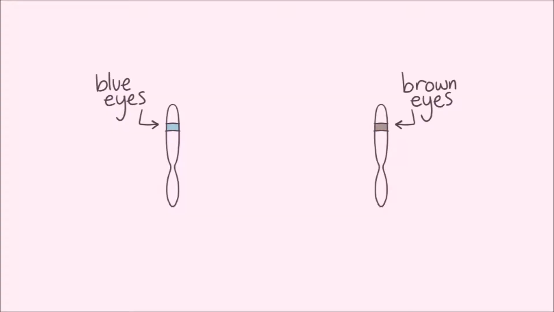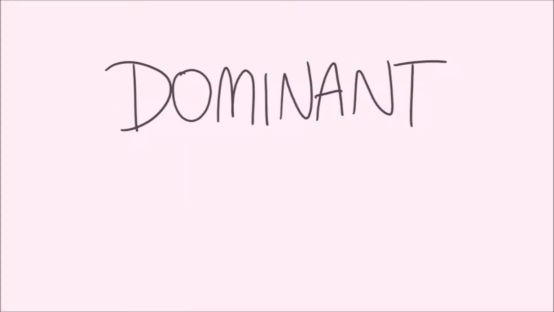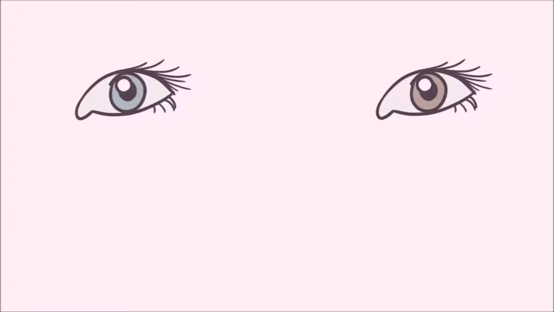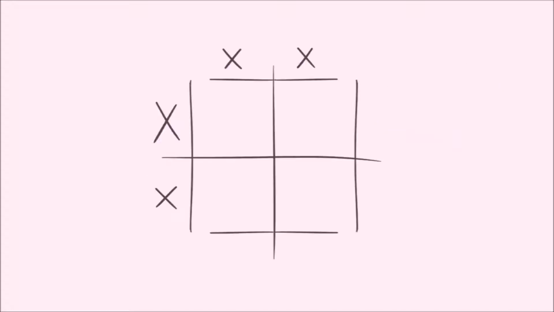Now we have to check the parent's genotype. Each parent has two alleles and they can be dominant or recessive. For this problem, the blue eye trait will be heterozygous, meaning that it has one dominant allele and one recessive. As for the brown one, it will be homozygous recessive, meaning that both alleles are recessive. Let's apply these alleles to the Punnett square.